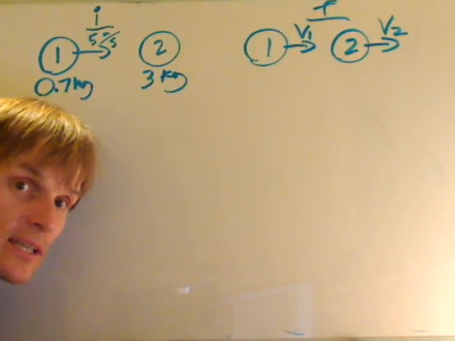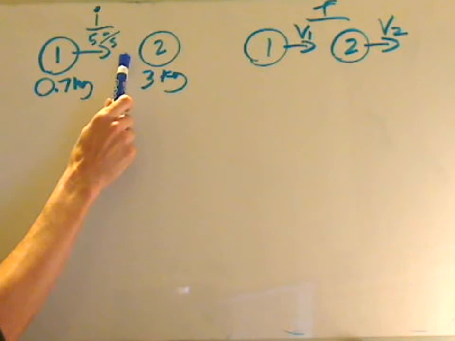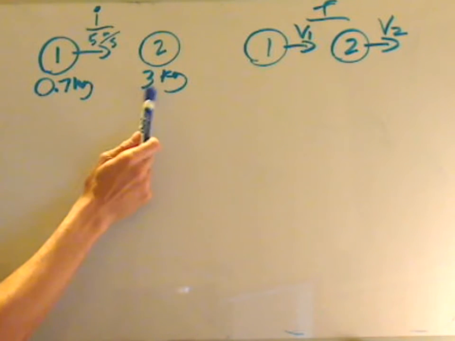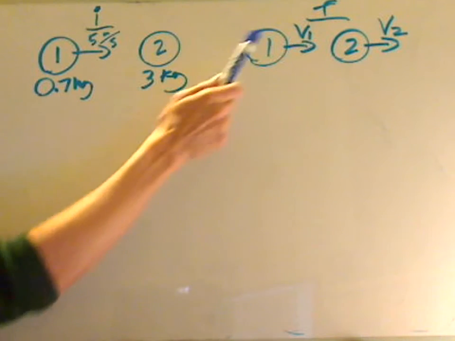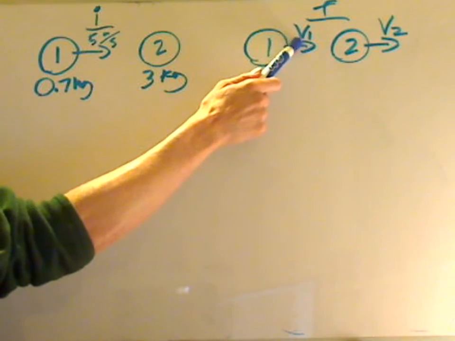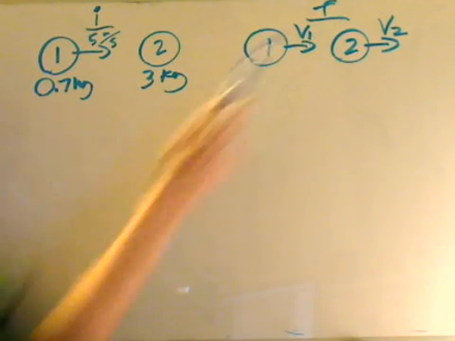Okay, let's work this elastic collision problem. We have a ball of mass, we'll call it ball 1, of mass 0.7 kilograms. It's moving at 5 meters per second, strikes a stationary ball 2 of mass 3 kilograms. And we want to know, after that collision, what's the final velocity of ball 1 and the final velocity of ball 2.